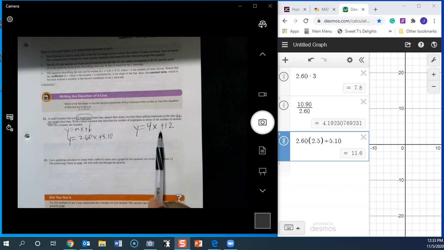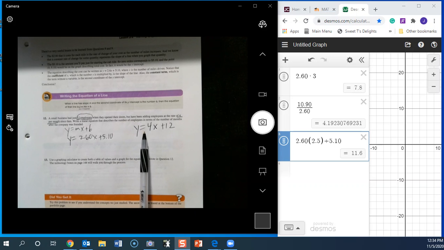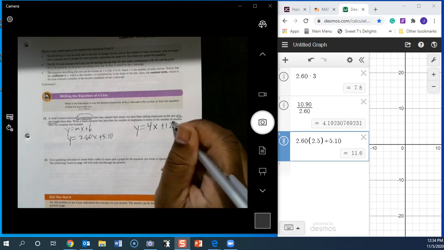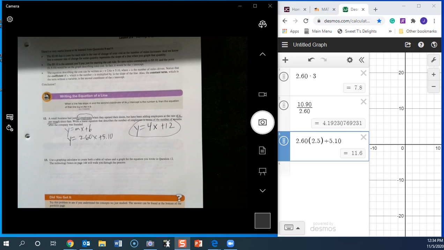So basically we use the same skills that we used here in order to get this value here. So this right here is the equation for problem number 12. Now that is basically it because they did not ask us to explain this. So this right here is our final answer. All right. Now it says for 13, use a graphing calculator to create both a table of values and a graph for the equation you wrote in question 12. The technology boxes on page 144 will walk you through this process.